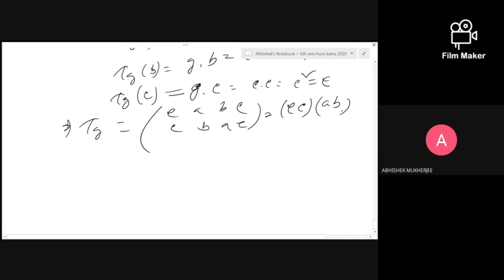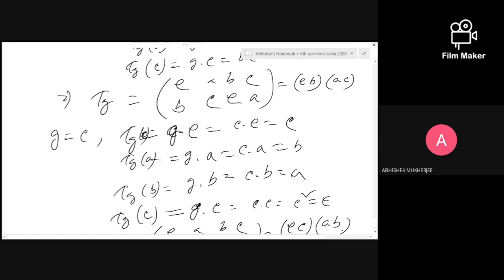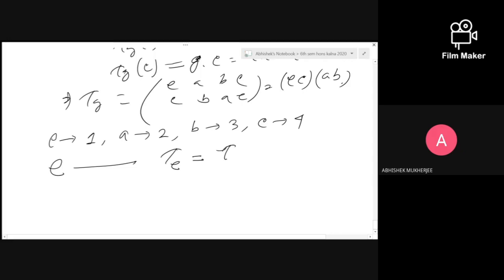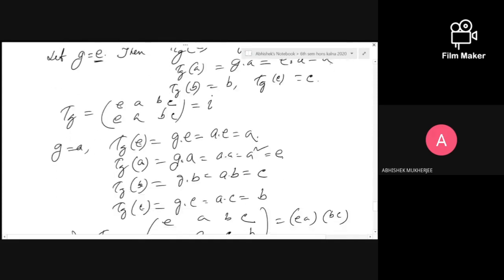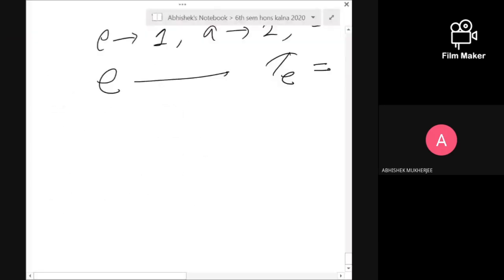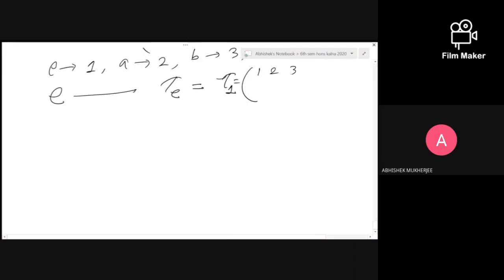It seems to us that you are not familiar with these symbols. But now if we consider E equal to 1, A equal to 2, B is 3, and C is 4. Now the first case is for E. E goes to tau E, so it is tau 1. So what is tau 1? Tau 1 is the map, the identity: 1 goes to 1, 2 goes to 2, 3 goes to 3, 4 goes to 4. That is the identity map.